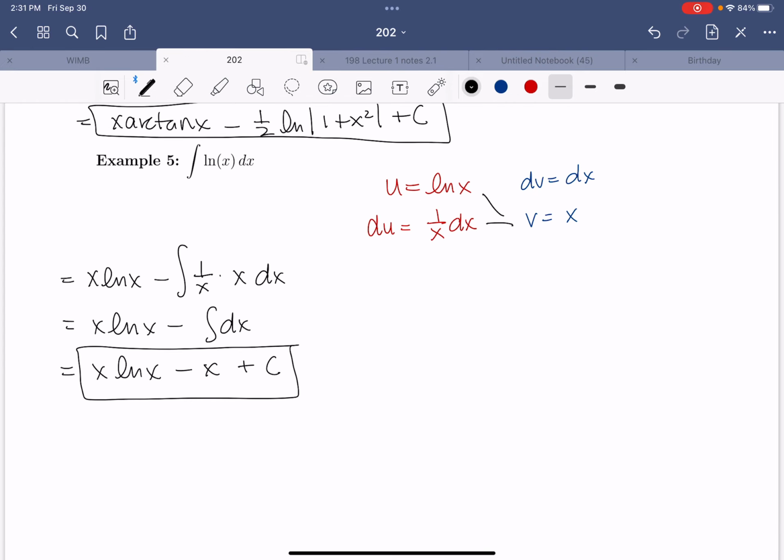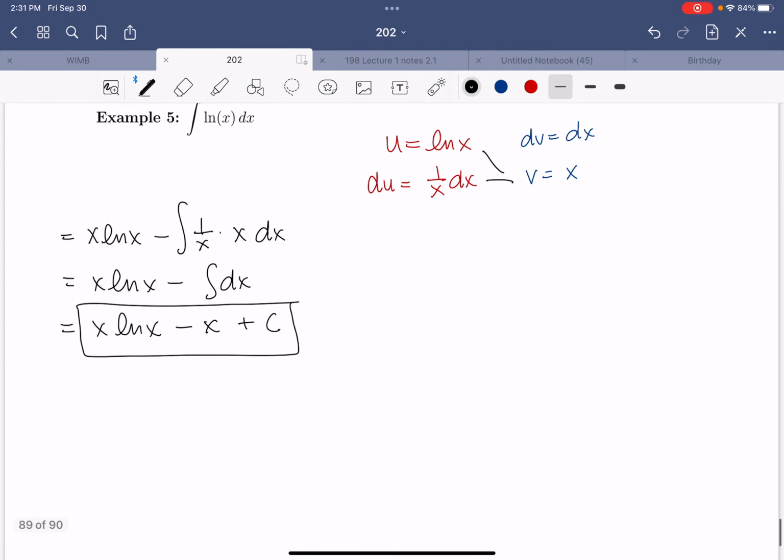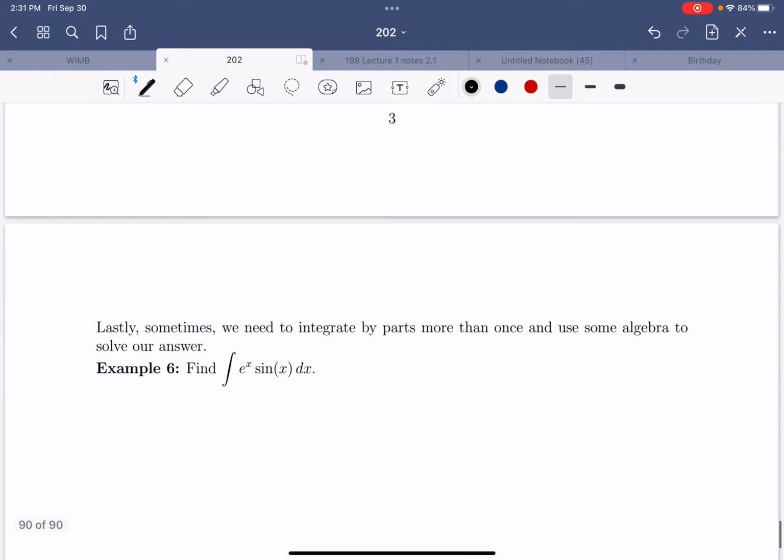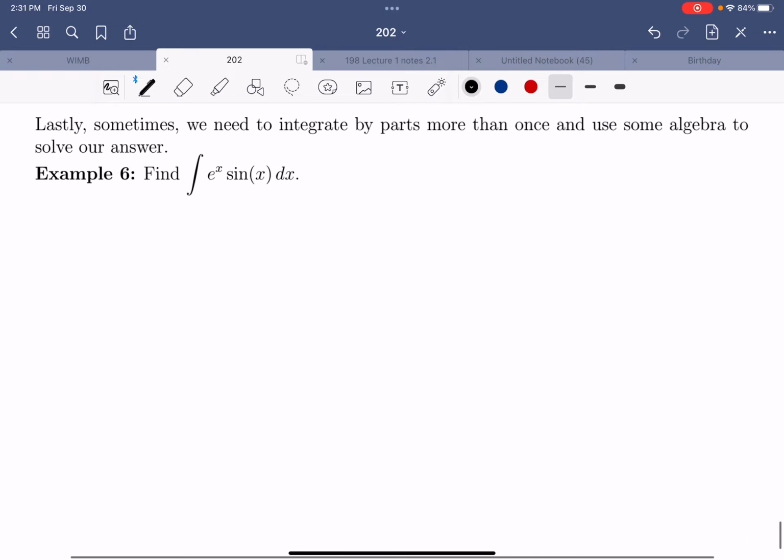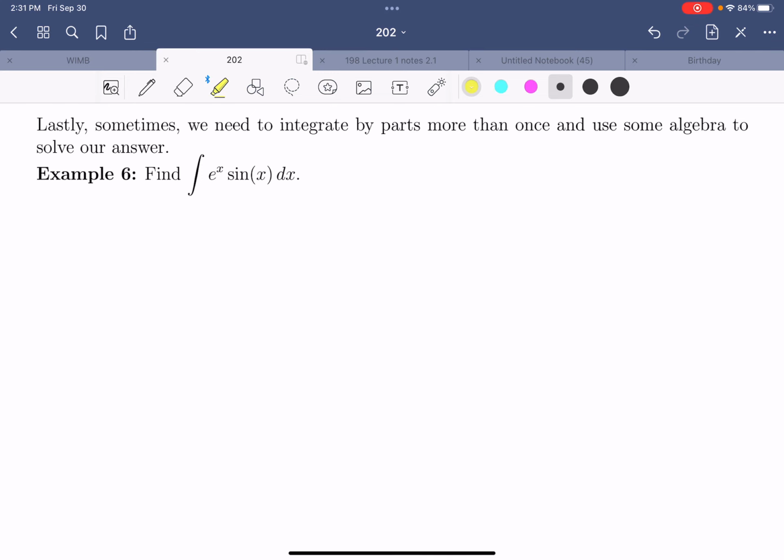And that's how we find the antiderivative of ln x. Lastly, there's one more that gets a little bit tricky with integration by parts, and that happens when you have e to the x and sines or cosines. The reason is that with e to the x, the derivative and antiderivative are exactly the same, so e to the x isn't going to change from one step to the next.